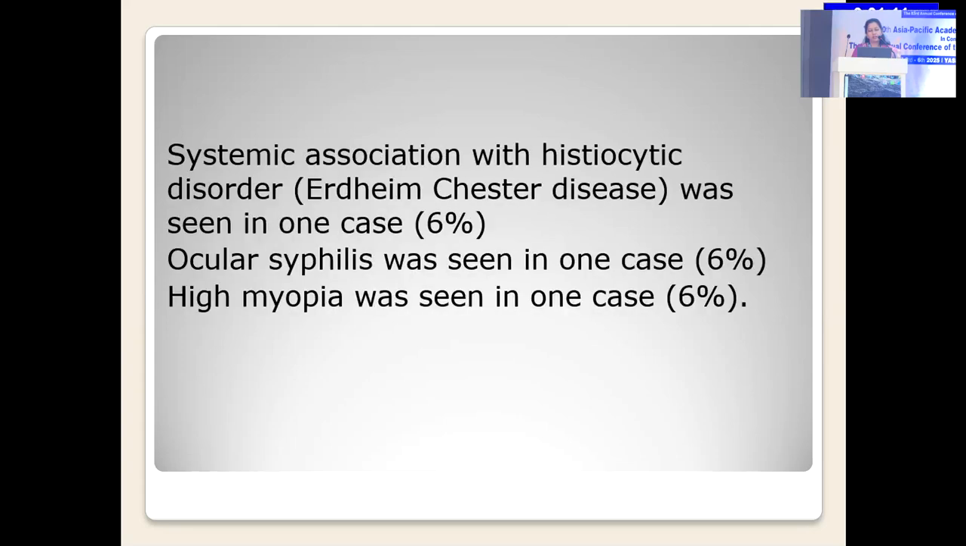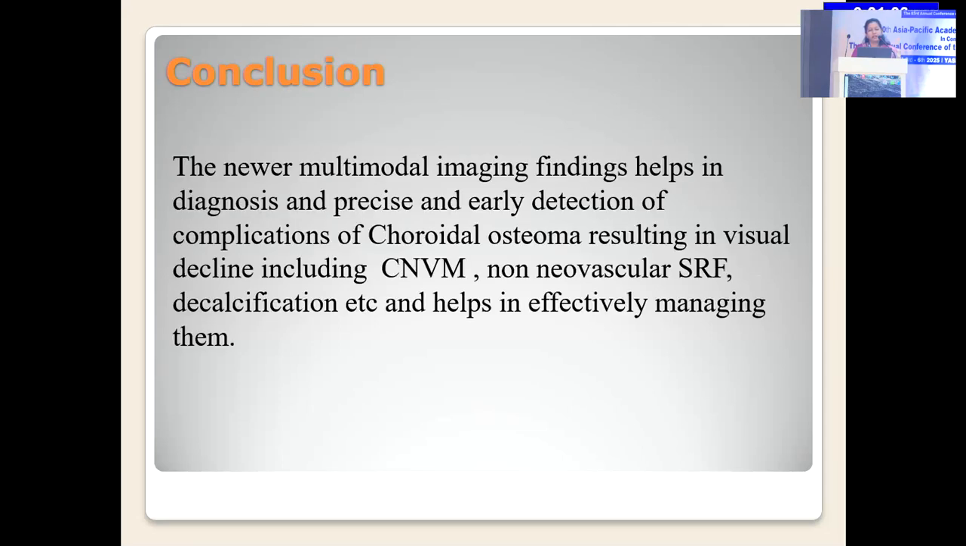Systemic associations: Erdheim-Chester disease was seen in 1 case, ocular syphilis in 1 case, and high myopia in 1 case. Conclusion. The newer multimodal imaging findings help in early diagnosis, precise and early detection of complications of choroidal osteoma resulting in visual decline, including CNVM, non-neovascular SRF, and decalcification, and help in effectively managing them.